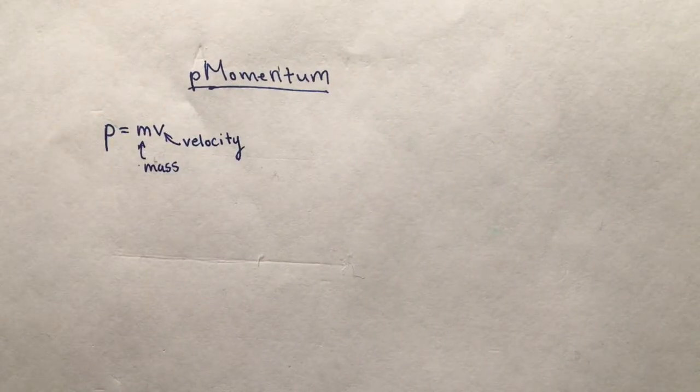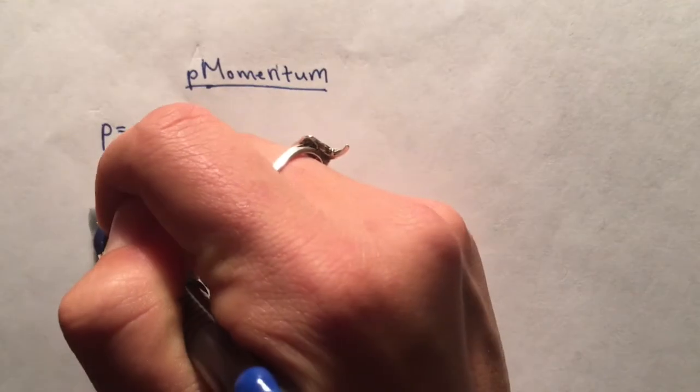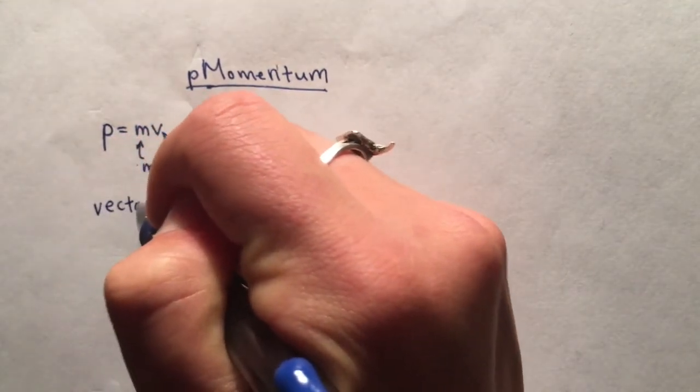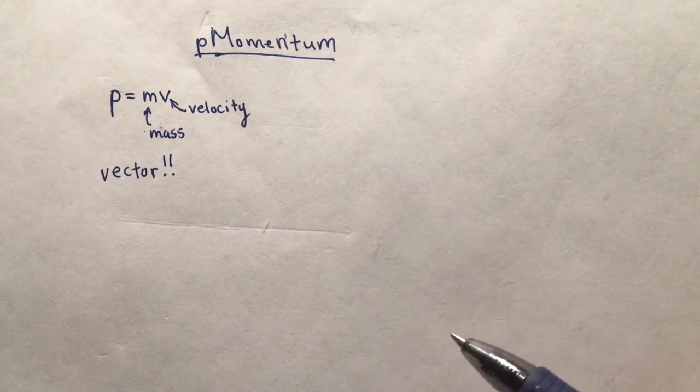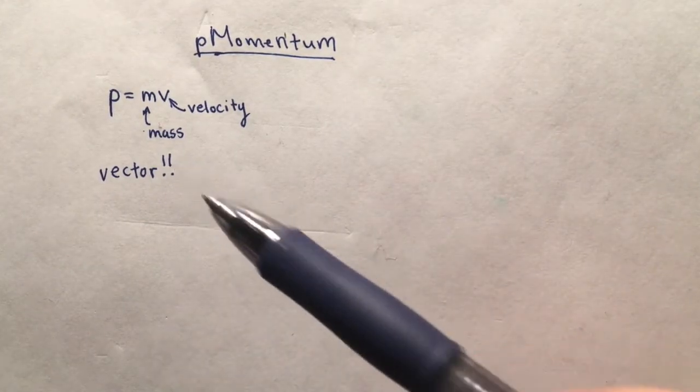Okay, what do you think? Do you think momentum is a scalar or a vector? Hopefully you're headed in the right direction. Momentum is a vector. So momentum has a direction. You can have positive or negative momentum depending on which way your velocity is pointed.